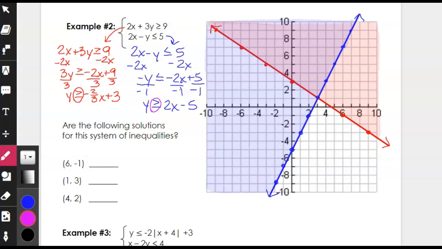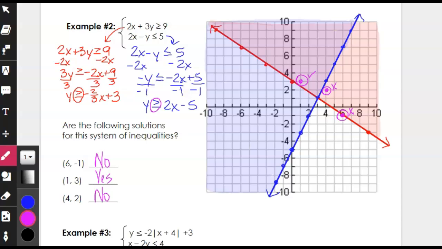So I need to know, are the following points solutions for the system of inequalities? The first point is (6, -1). If I graph the point (6, -1), I end up right here. That's on the red shaded area, the red solid line, but it's not on the blue, so it's not a solution to the system. It's got to be a solution for both. The point (1, 3) is right here. That's in the double shaded area. That is a solution. And the point (4, 2) is right here. That's in the red shaded area, but not the blue shaded area, so no, this is not a solution to the system.